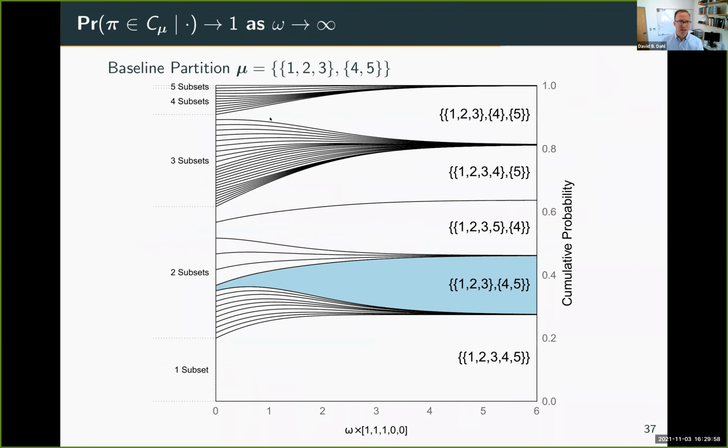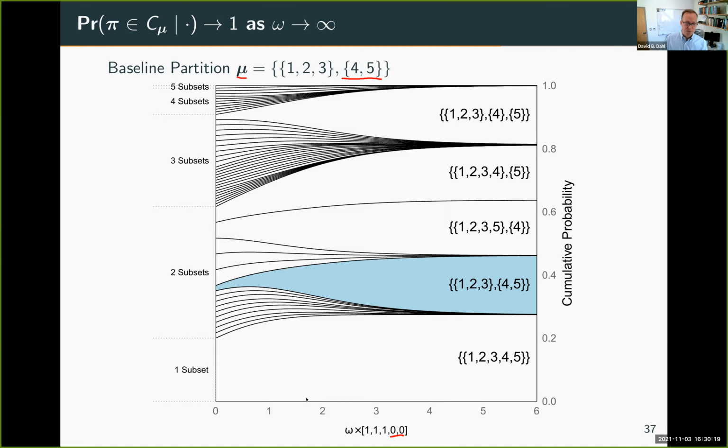And what that does then is leads to these really interesting plots. Again, suppose that our baseline partition is the same as before, 1, 2, and 3 are together, and 4 and 5 are together. But in fact, we don't really believe that 4 and 5 are together because we're going to have the item-specific shrinkages for 4 and 5 be fixed at 0.